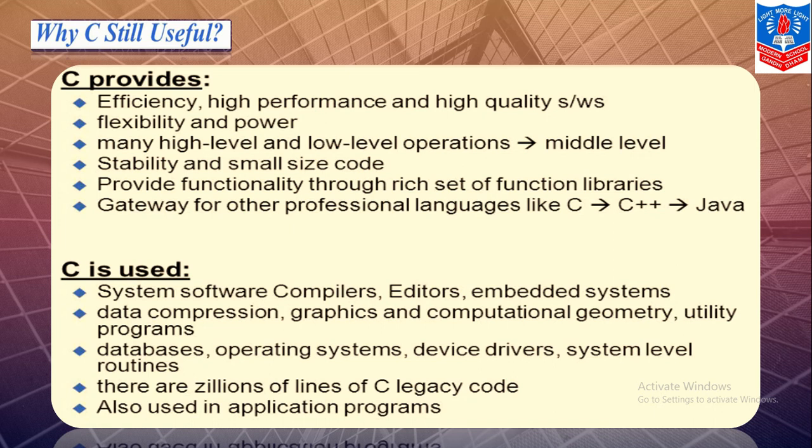C is used in system software, compilers, editors, and embedded systems. Data compression, graphics, computational geometry and utility programs are also written in C. Databases, operating systems, device drivers, and system level routines are also written in C. There are zillions of lines of legacy code in C. Also, C is used in application programs, children. I hope you are getting it.